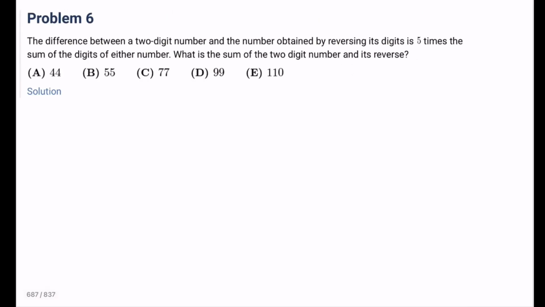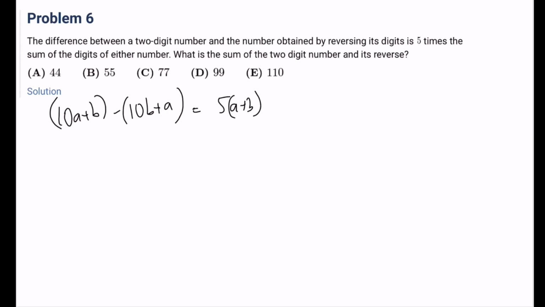Number 6. The difference between a 2-digit number and the number obtained by reversing its digits is 5 times the sum of the digits of either number. What's the sum of the 2-digit number and its reverse? Okay, so we have the number 10a plus b, and its reverse is going to be 10b plus a, and if we subtract them, their difference is going to be 5a plus b, like that.